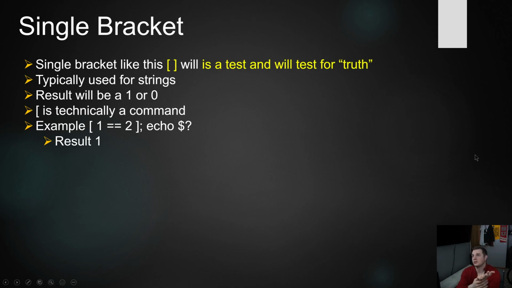Okay. Single bracket, and this will test for truth. Again, it's going to return 1 or 0. Okay, so this is a testing methodology. So in my example here, I have 1 equals 2, which is false. That's going to return as a 1. Okay.